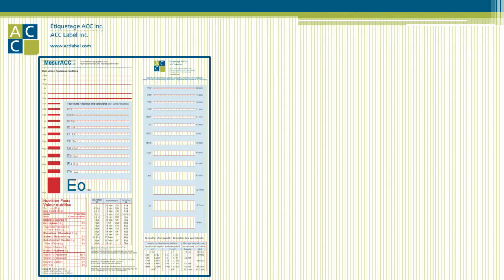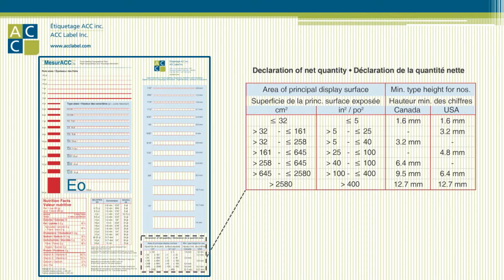Whereas the regulations express the type size requirements for the nutrition facts table in point sizes, the prescribed type size requirements for other label elements are generally expressed in millimeters or fractions of an inch. The Canadian and USA type size requirements for the net quantity declaration on food labels are conveniently shown in the lower right-hand corner of the MesurACC tool.